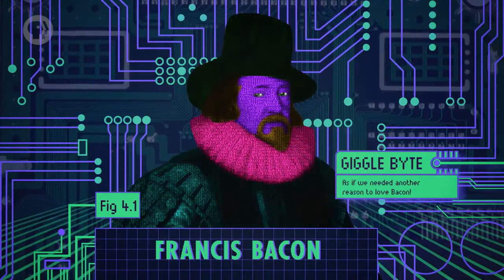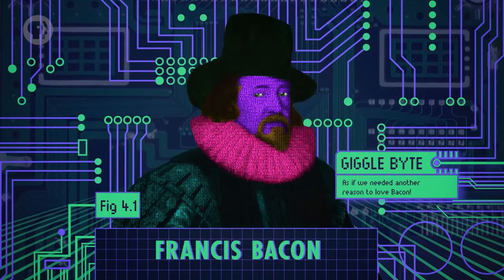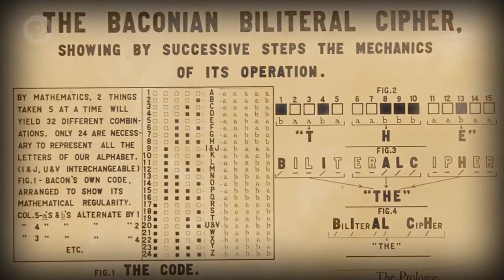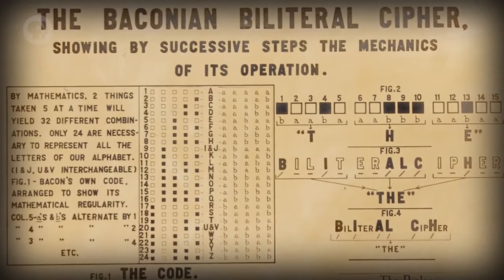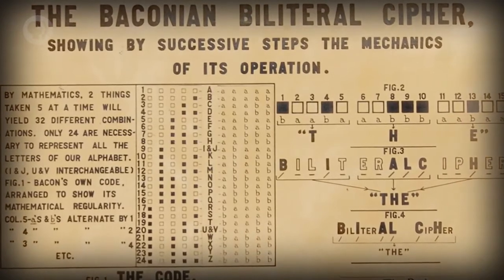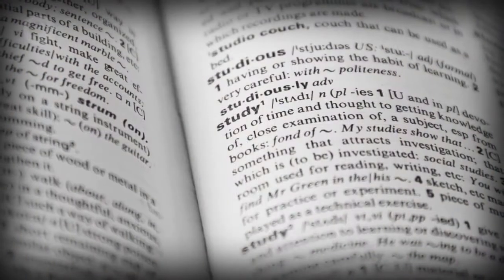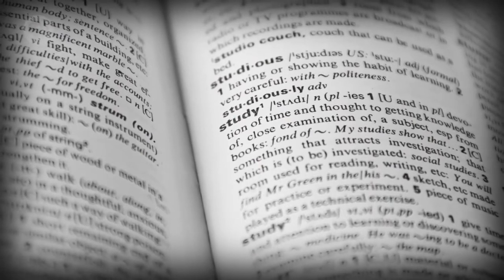In fact, Francis Bacon, the famous English writer, used 5-bit sequences to encode all 26 letters of the English alphabet to send secret messages back in the 1600s. And 5 bits can store 32 possible values, so that's enough for the 26 letters, but not enough for punctuation, digits, and upper and lowercase letters.